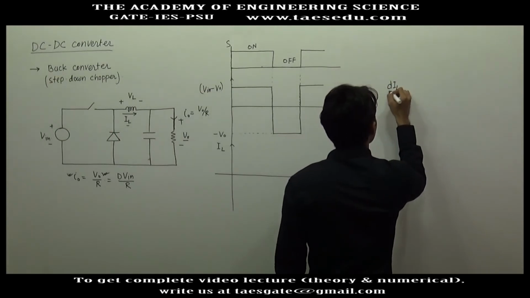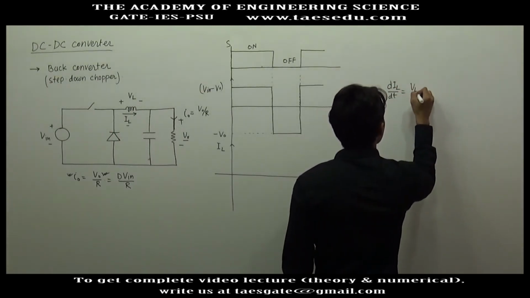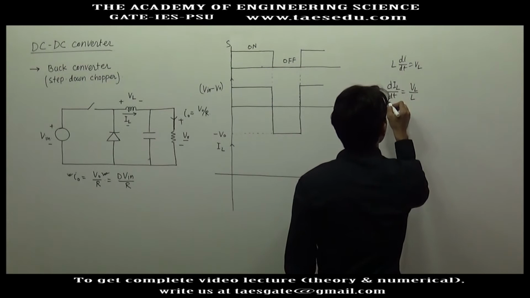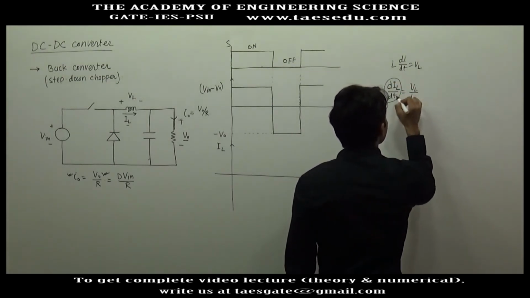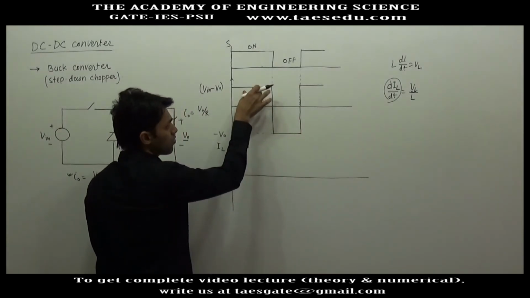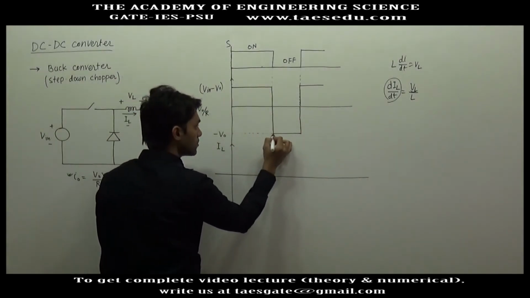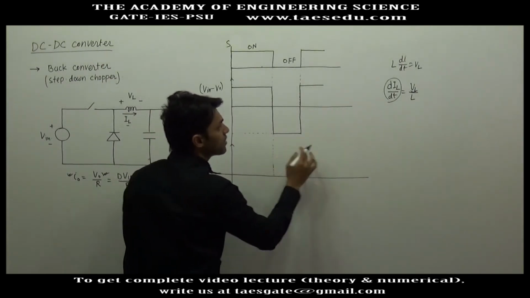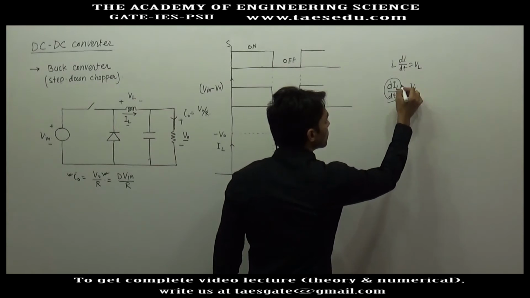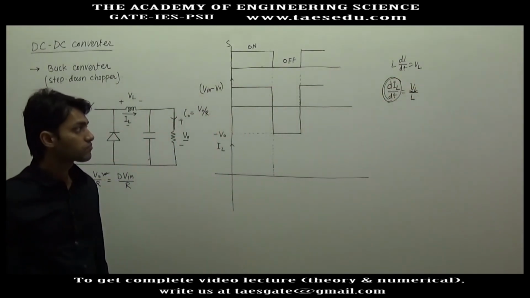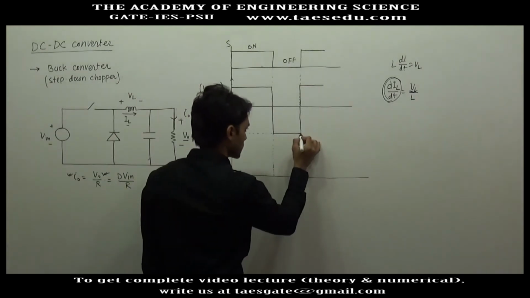dIL by dt is equal to VL by L, so L di by dt equals VL. So the rate of change of inductor current depends upon the inductor voltage. Here you have positive inductor voltage, so in this duration inductor current will increase, and when inductor voltage is negative, the rate of change of inductor current will be negative, meaning inductor current will decrease.